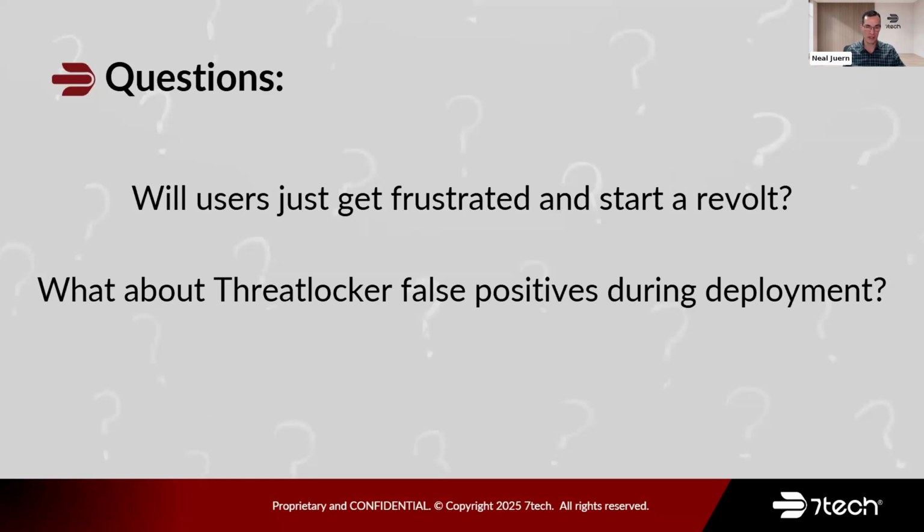What about ThreatLocker false positives during deployment? That's the beauty of ThreatLocker: you can see what it would have blocked even before it happens. So you can instantly say, "Oh, it's blocking this line of business application or this thing here. We need to make sure we get that resolved so you're not creating some nastiness for your users," if that makes sense.